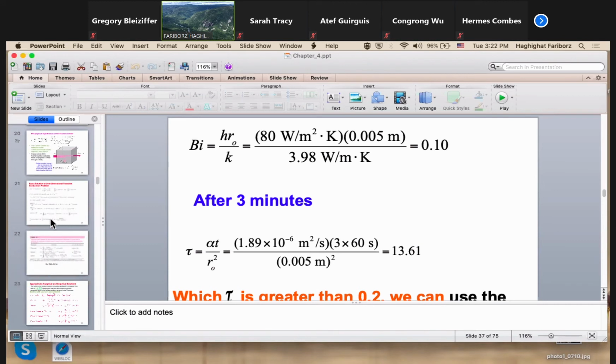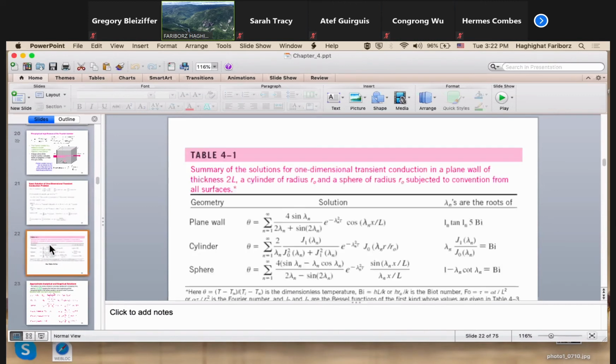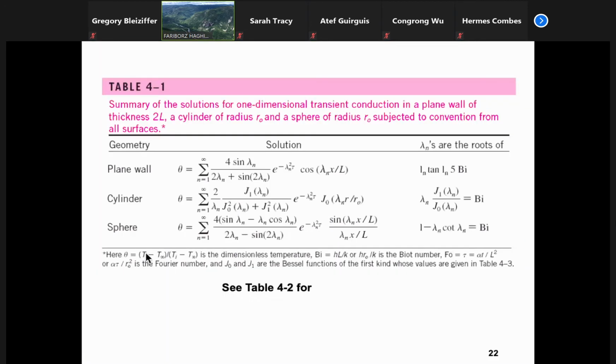Remember, this was the solution that we had. We're now trying to solve for a cylinder. This is the equation that we have. You have Bessel functions here, and all of this. Therefore, I have to solve all of this to find the eigenvalues. This is very complicated, and the sum is from 1 to infinity. It means I need n eigenvalues to calculate this one.